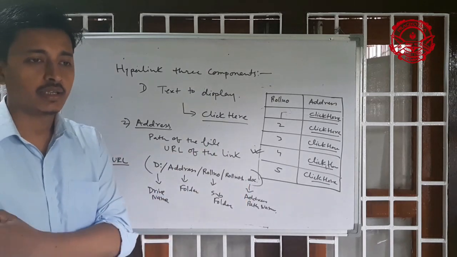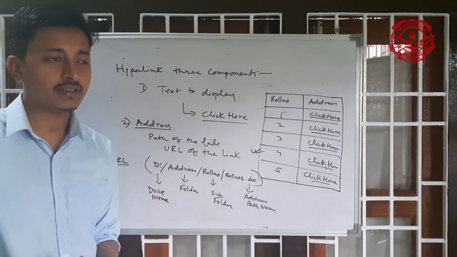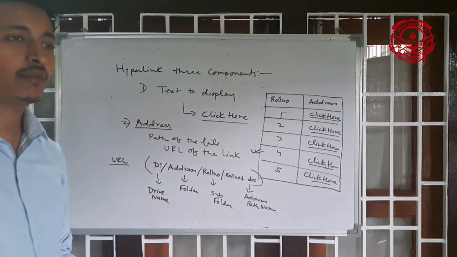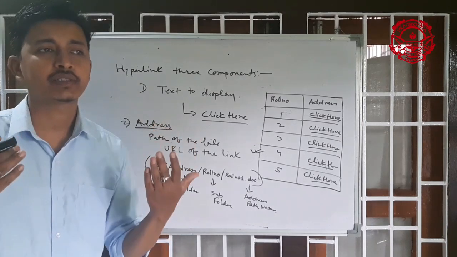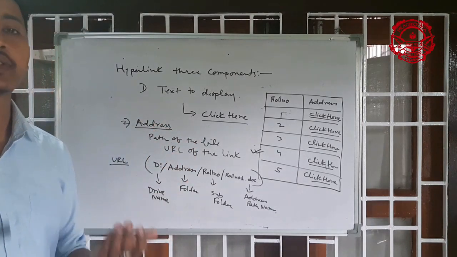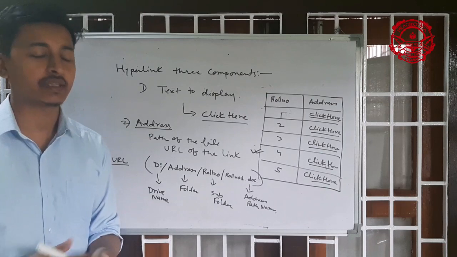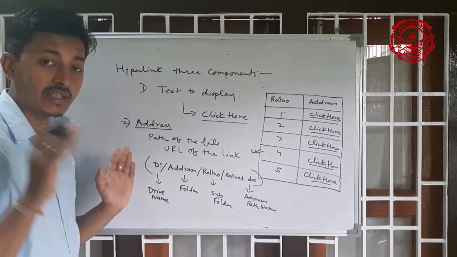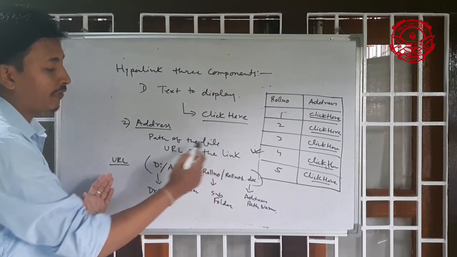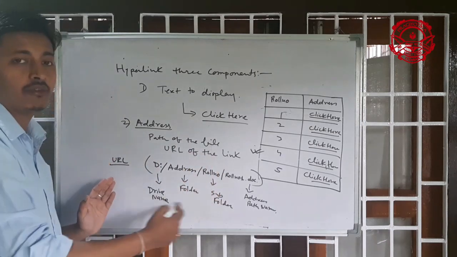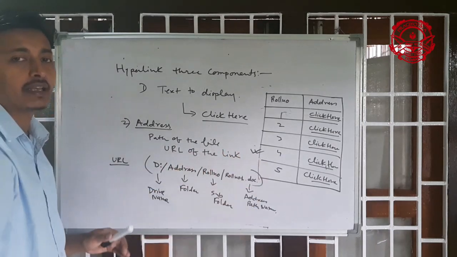Okay. In class 10 you will learn there are two types of URL: one is absolute URL, and one is relative URL. You will get this in class 10. But for now, just understand what a URL actually is. URL means the location of the file, the exact location of the file. URL means the path of the file. Okay.